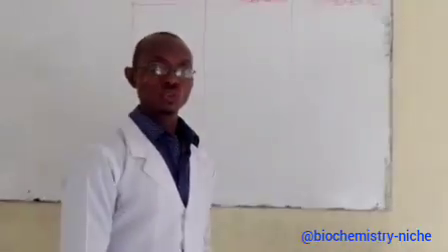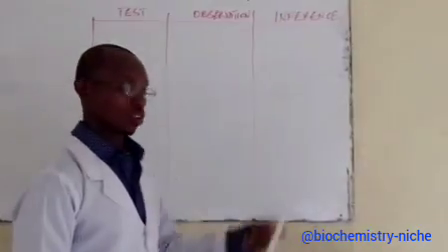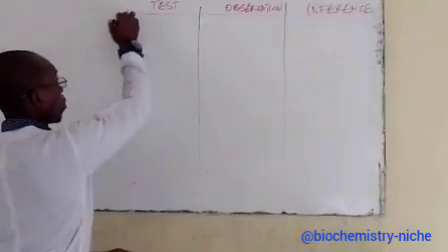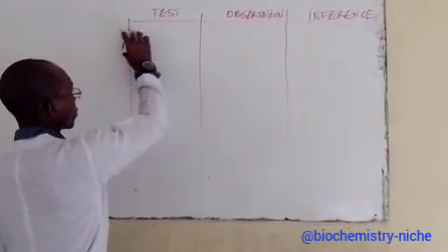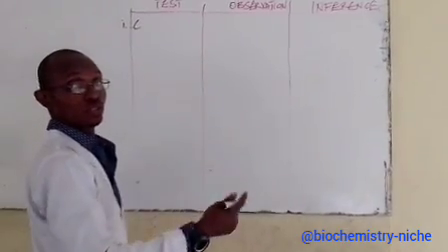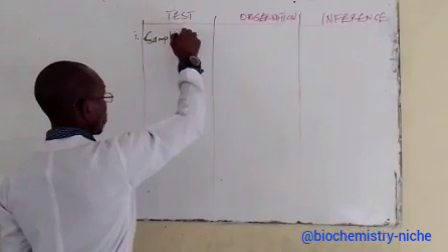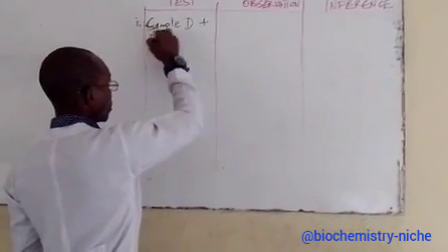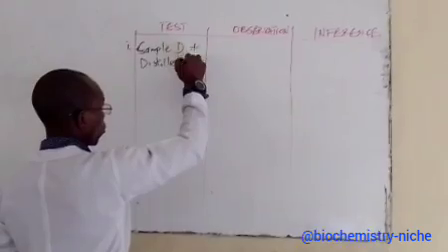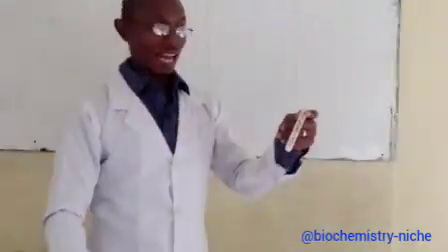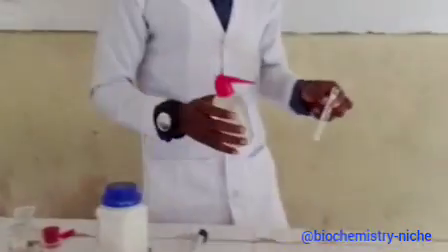So let's assume that the first thing that you see in your question is asking you to dissolve your sample, to add distilled water to your sample. So, one, we have C, or whatever letter is being used to denote this particular sample, C or sample D, plus distilled water.